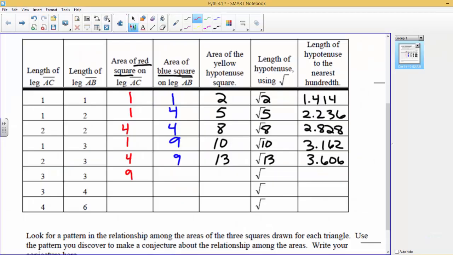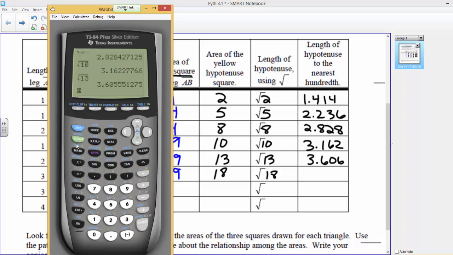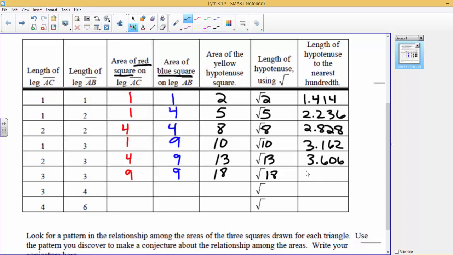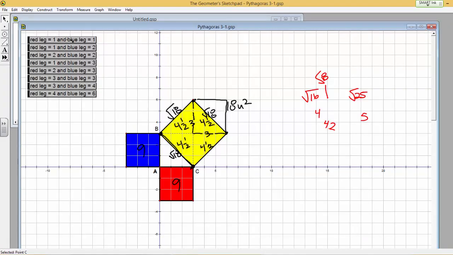Red square, 9. Blue square, 9. Yellow square, 18. Feeling so blessed that we have calculators right on our devices that can do all of this. What a wonderful thing. This is great. 4.2426. Look at that. Are you feeling great? If not, you should be.